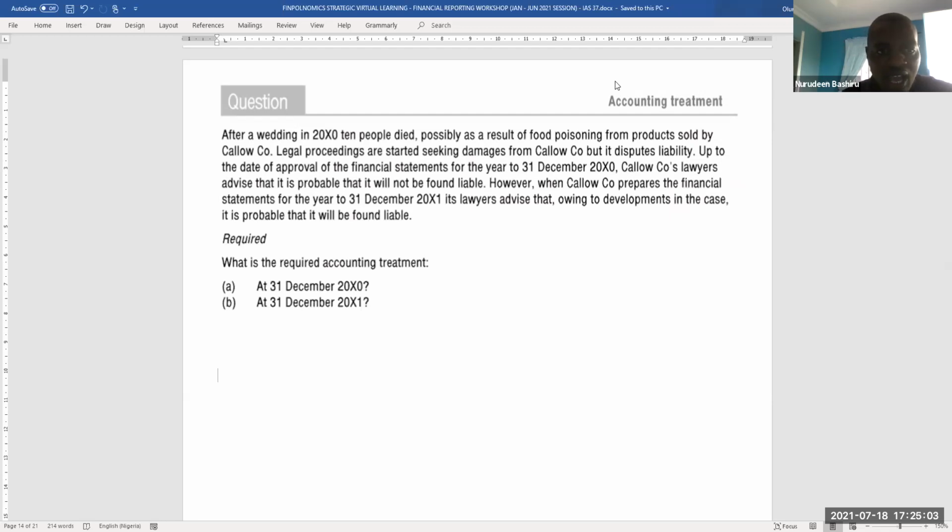Caloco's lawyers advise that it is probable that it will not be found liable. However, when Caloco prepares the financial statements for the year to 31st December 20X1, its lawyer advised that owing to developments in the case, it is probable that it will be found liable. Required: what is the required accounting treatment? A, at 31st December 20X0; B, at 31st December 20X1.